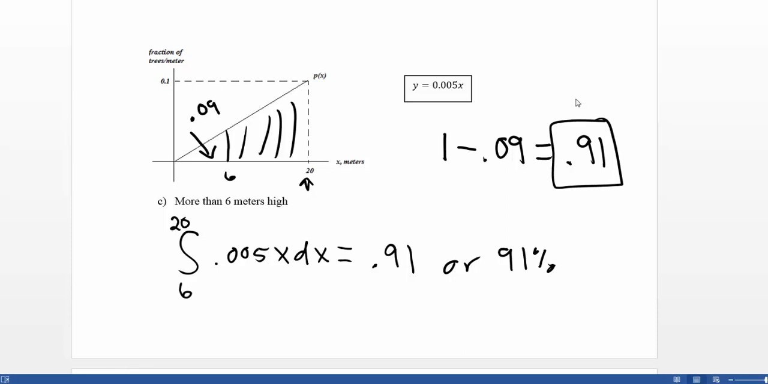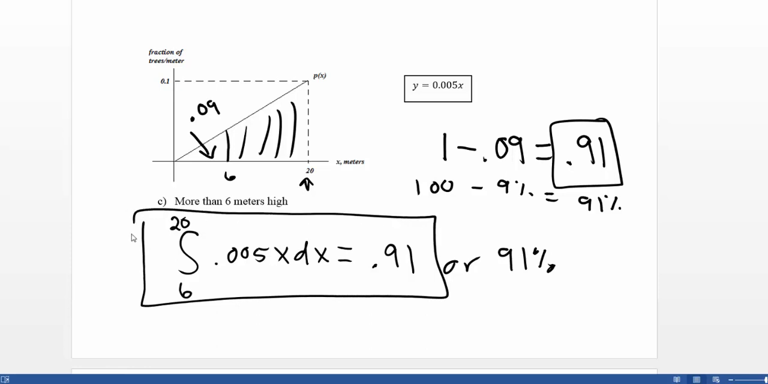So if you're looking for the opposite of something you have found, you can subtract it from 1 to get the complementary fraction of the population, as long as the two complements represent the entire population. So for part B, we found the percentage that was between 0 and 6 meters high, and now we're trying to find 6 to 20. So those are complements because it represents the entire population. So we can do 1, which again represents 100%, minus 9%, which would give us the 91%. We don't have to, however, because we can just stick with our integration if you're comfortable with that.